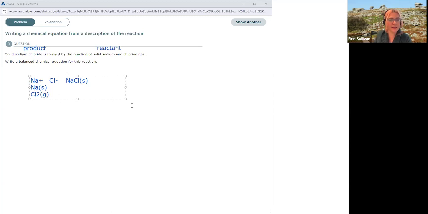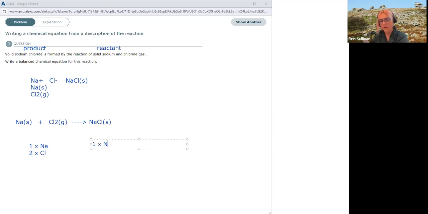Okay, so get your reactants and products on the right side of the equation. Write a skeletal, as in unbalanced, equation. So sodium solid plus Cl2 gas goes to form NaCl solid. So it's not balanced, and then we have to start doing balancing. So do your bit of accounting. We've got 1 sodium on this side, 2 chlorines. And on the right-hand side, we've got 1 sodium and 1 chlorine.